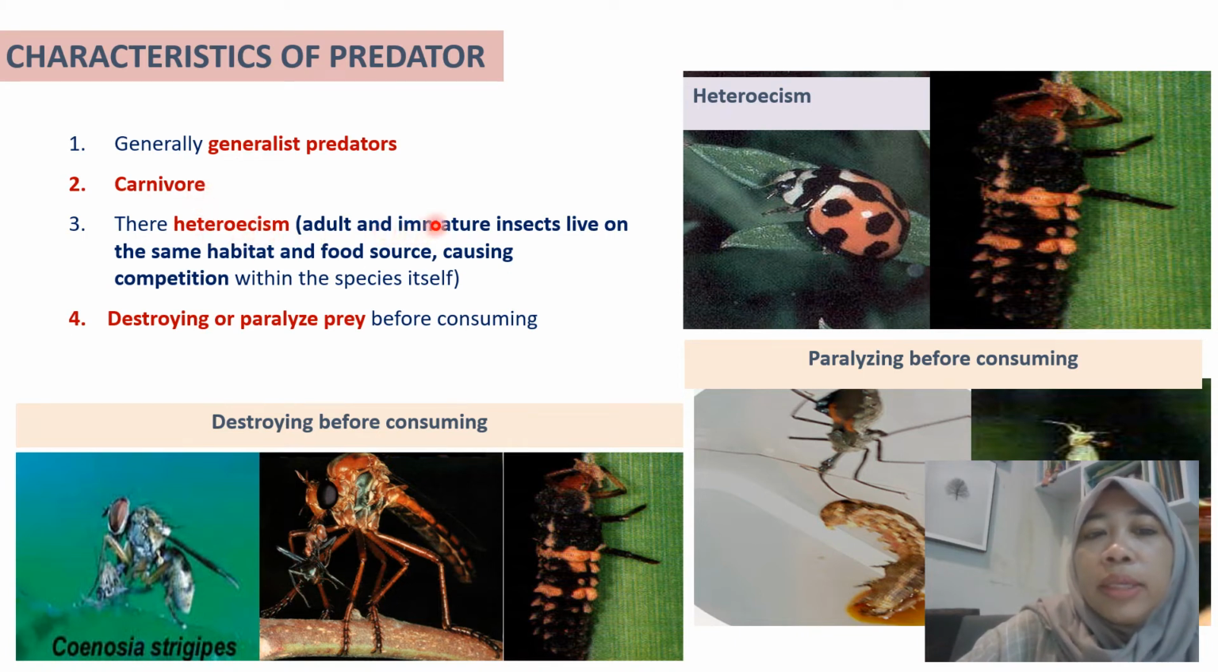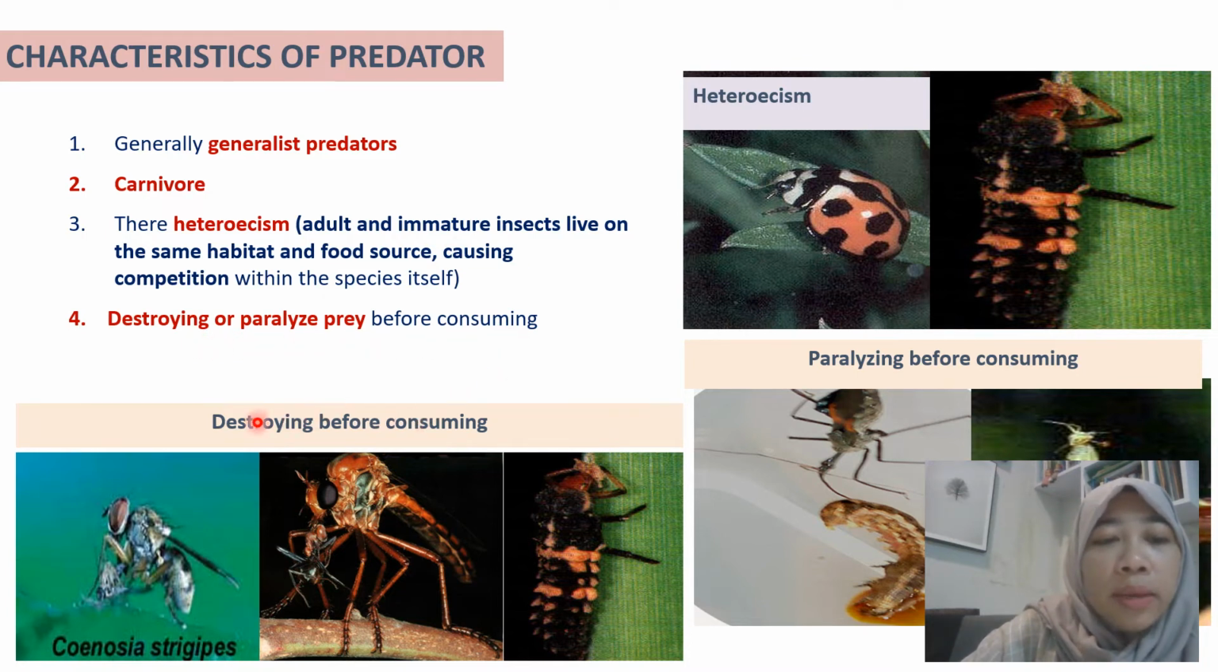Heteroism. Heteroism is when adult and immature insects live in the same habitat and food source. For example, this one. This is a ladybug. This is the adult ladybug, and this is the larvae. Yeah, the larvae of the ladybug and the adult of the ladybug live in the same habitat. So sometimes the immature stage and the mature stage cause competition. Both of those insects are searching for the same prey. This is competition.